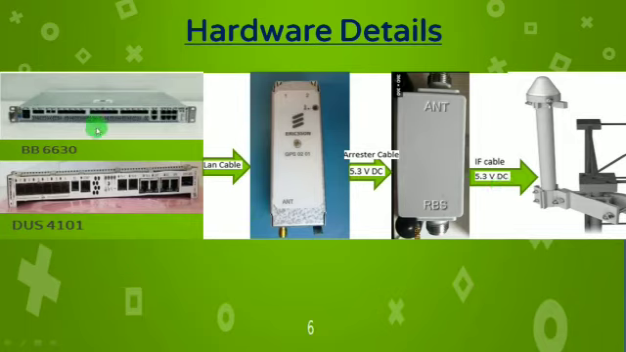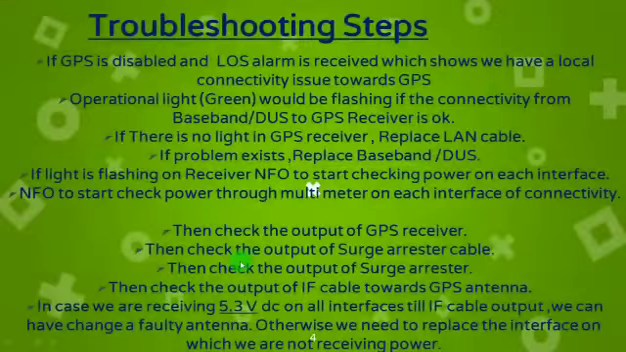This is a step-by-step procedure to troubleshoot. It starts with the baseband towards the GPS antenna. This is a step-by-step troubleshooting process. Just to go through it, the output should be 5.3 volt DC.